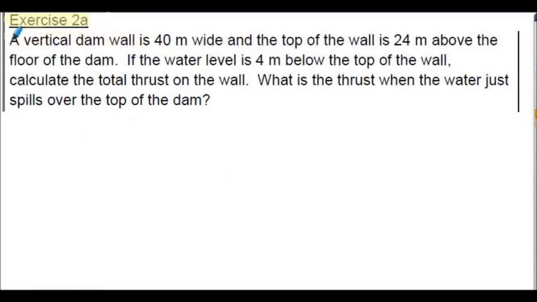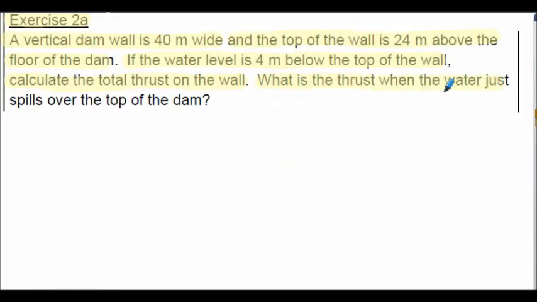Exercise 2A. A vertical dam wall is 40 meters wide and the top of the wall is 24 meters above the floor of the dam. If the water level is 4 meters below the top of the wall, we've got to calculate the total thrust on the wall, total force on the wall, and also what is the thrust when the water just spills over the top of the dam.